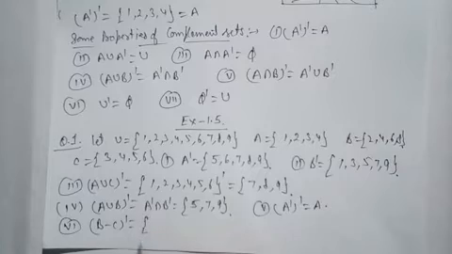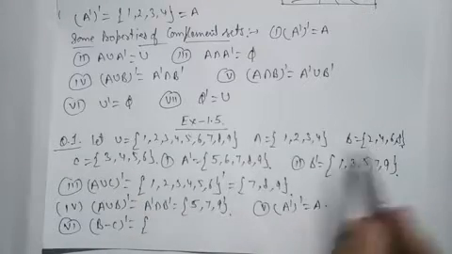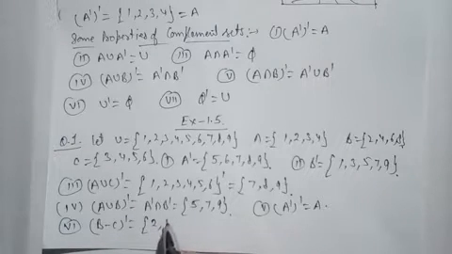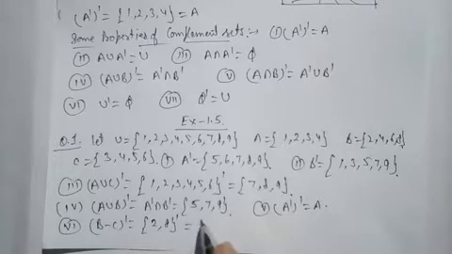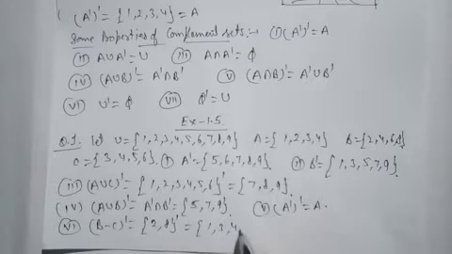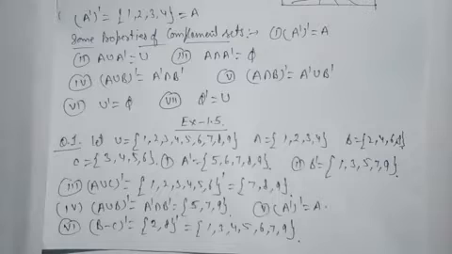Sixth is B minus C complement. First you have to find B minus C, all the elements of B which are not in C. 2 is not in C, 4 is, 6 is, 8 is not. So B minus C is 2, 8. Its complement: leave 2 and 8. So 1, 3, 4, 5, 6, 7, 9 is the answer. Clear?